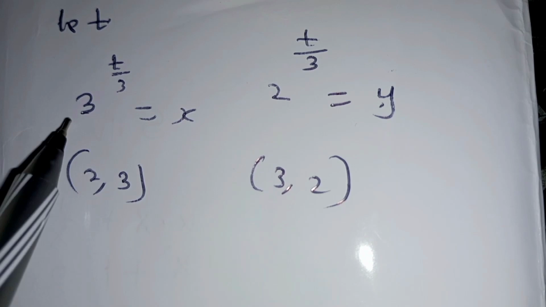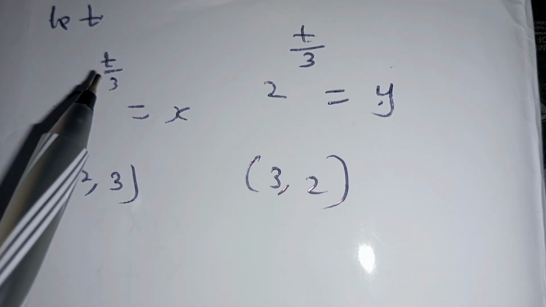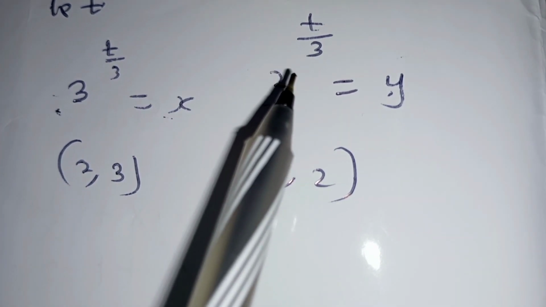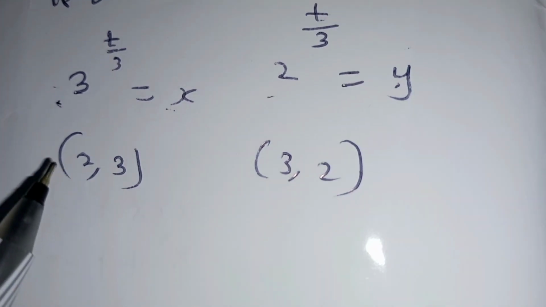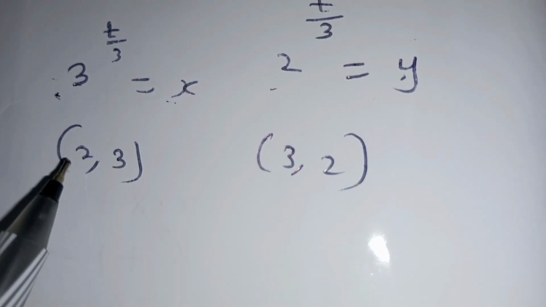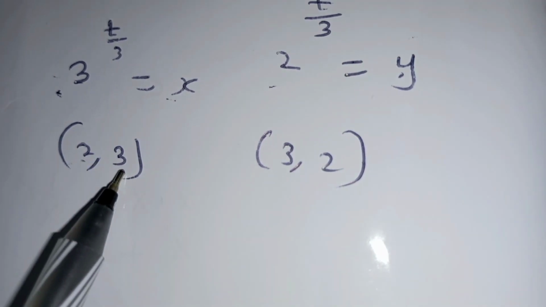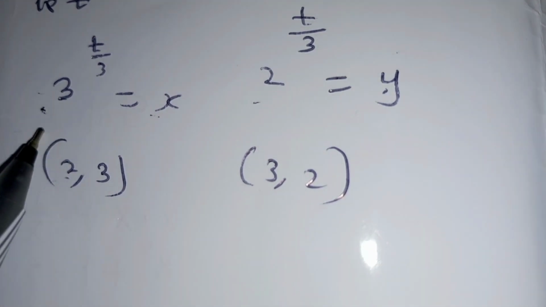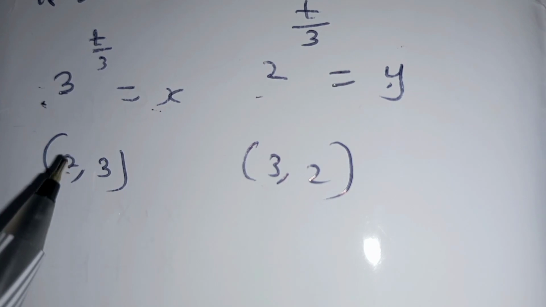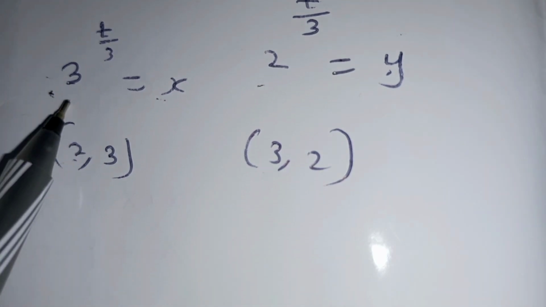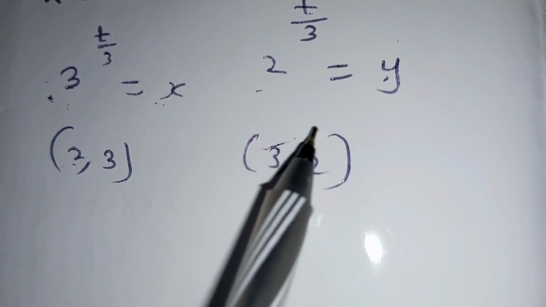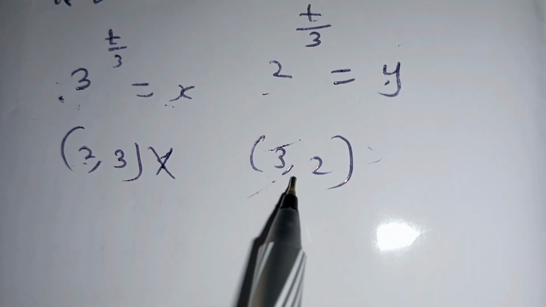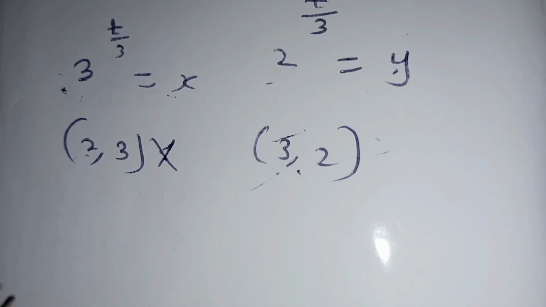From our working, we had let 3 to the power of t over 3 is equal to x, and 2 to the power of t over 3 is equal to y. And we have found the two possibilities: x is equal to 2 when y is 3, and x is equal to 3 when y is 2. So we check which one holds. When we take this one, we can see that our bases will not be equal. So we reject this.